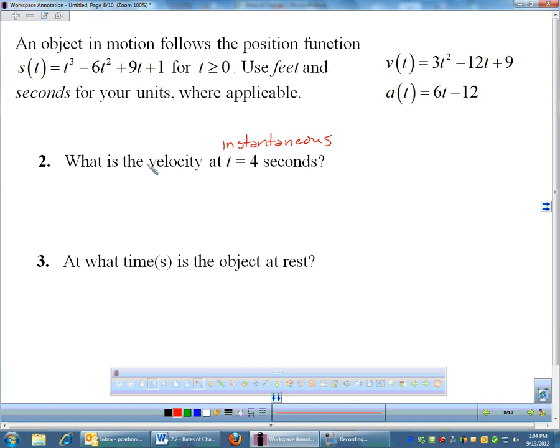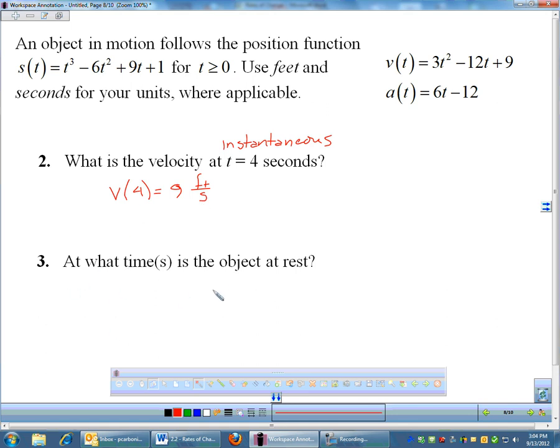To answer that, if I want the velocity at 4 seconds, then I'm simply going to plug in 4 to my velocity function. And if I plug in 4 to my velocity function, you get 9. And so at time t equals 4, I'm moving at a velocity of 9 feet per second.